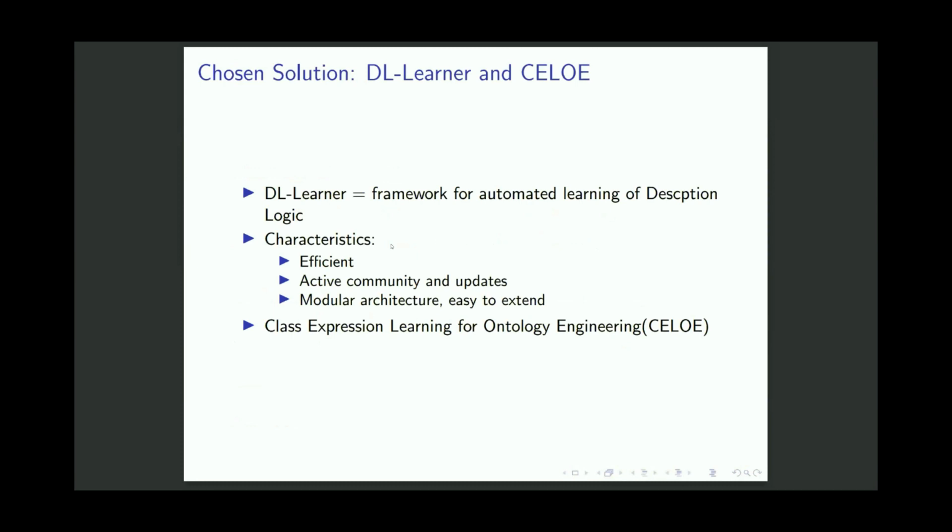DL Learner is a framework for description logic learning. We chose this because it's efficient, it has an active community and updates, and it's very modular in architecture, so it's easy to expand a certain algorithm or just a certain part of it without creating everything from scratch. And Class Expression Learning for Ontology Engineering is their best algorithm. I will just call this the base algorithm, because this is the one we extended to create our forest mixing.